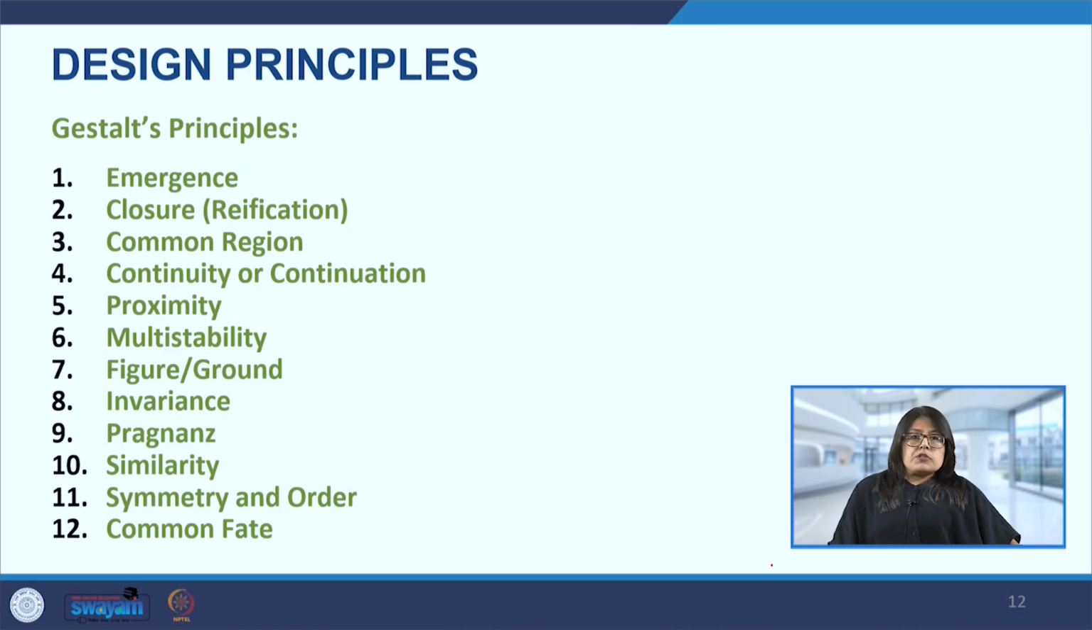So Gestalt's principles or theory, they talk about how the brain is always trying to simplify the information for itself. So we have talked earlier also that how the cognitive load is to be decreased. So the brain will always perceive things in a way that it understands it better.